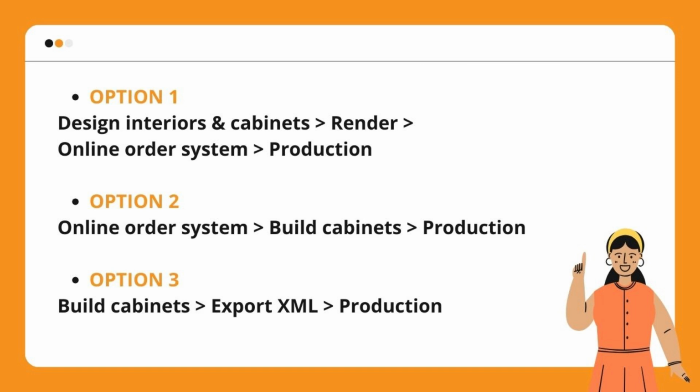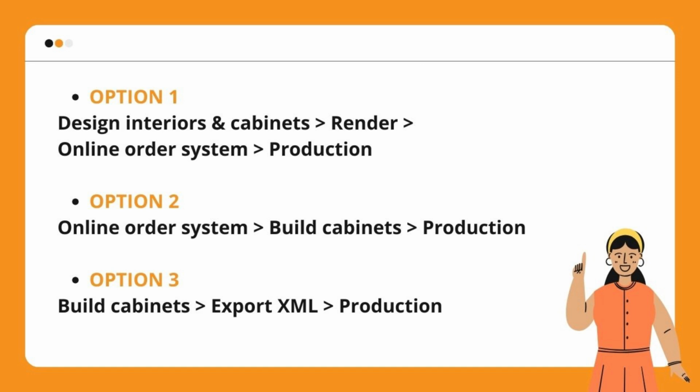So basically, we can get this done in three different ways. First, the designer creates the design and does the rendering. Then, a design engineer takes over. They use order system and iHouse to check everything and install the hardware. Once that's all set, they hand it off to the nesting technician who handles the nesting and production.